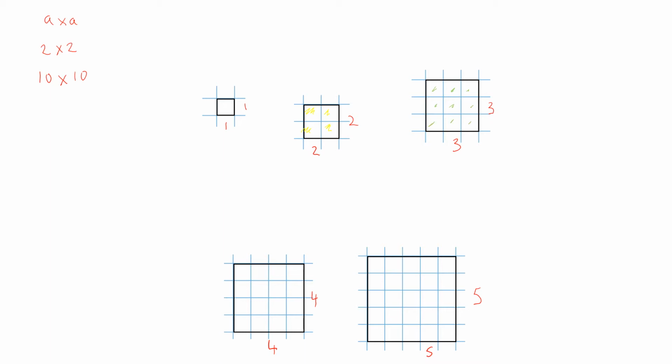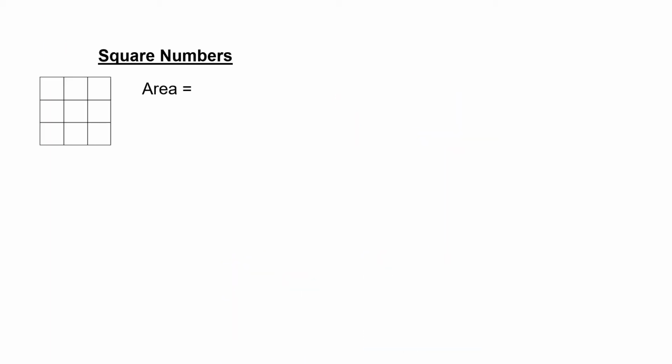But hopefully by now you're quite familiar with your times tables, and you know that 1 squared, or 1 times 1, is 1. 2 squared, or 2 times 2, is 4. 3 squared is 9, 4 squared is 16, and 5 squared is 25. So a square number is just anything times itself. In the example here, we've got 3 squared, or 3 times 3, which is 9, and that's our square number.